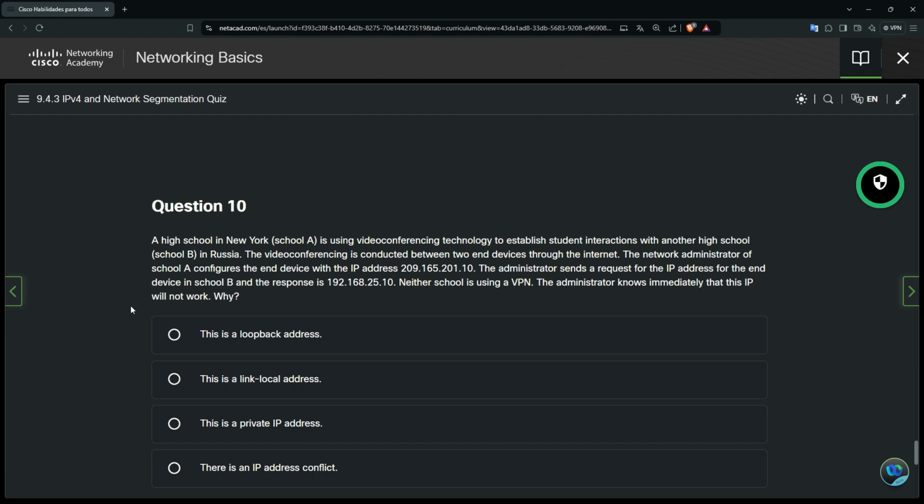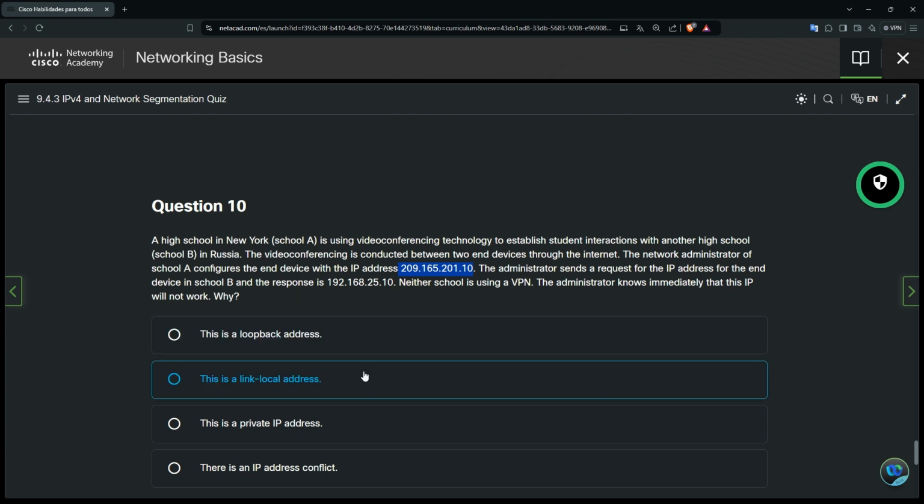Question 10. A high school in New York, School A, is using video conferencing technology to establish student interaction with another high school, School B in Russia. The video conferencing is conducted between two end devices through the Internet. The network administrator of School A configures these end devices with the IP address. The administrator sends a request for the IP address for the end devices in School B, and the response is this. Neither school is using a VPN. The administrator knows immediately that this IP will not work. Why? This is a loopback address.